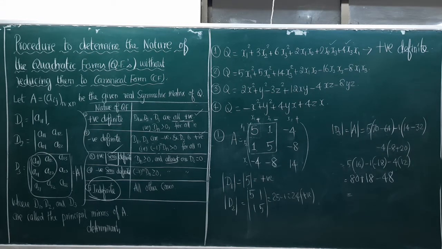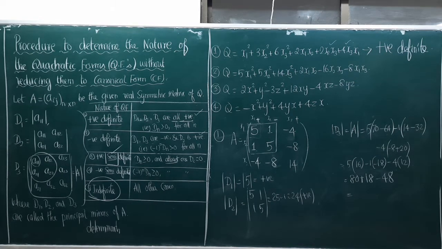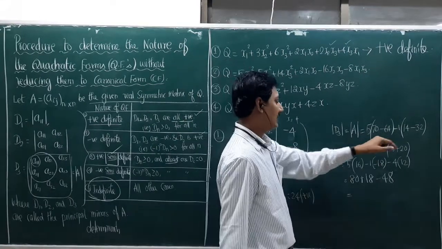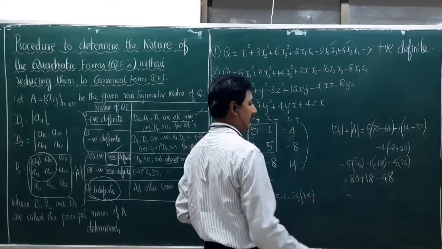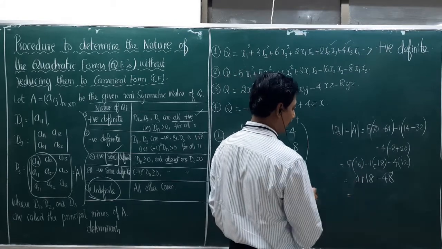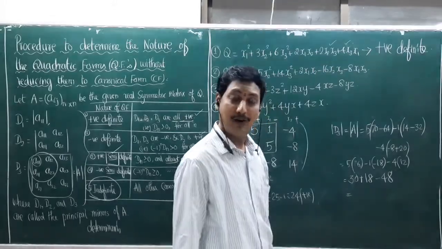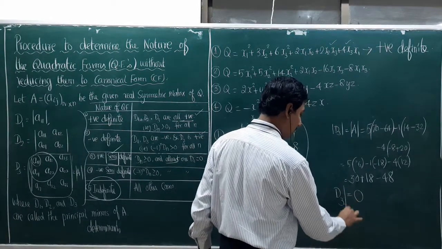Can you check what is the answer? 5 1 minus 4 1 5 minus 8 minus 4 minus 8 14 minus 5 minus 4 14. So I think 5 into 70 minus 64. How much? 70 minus 64 is only 6, is it right? So 5 6 are 30. Yes, correct. So 30 plus 18 is 48. 48 minus 48 is 0. So I found that the D3 value is 0.